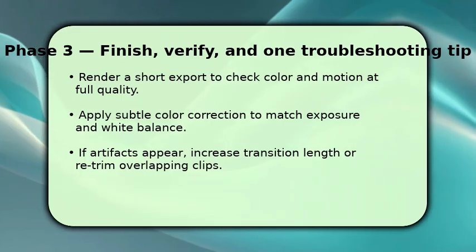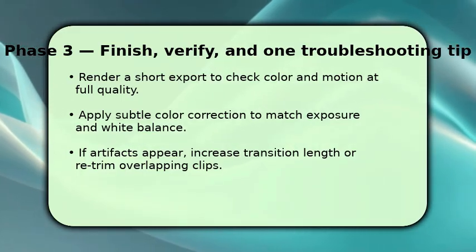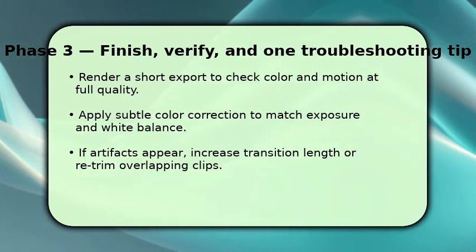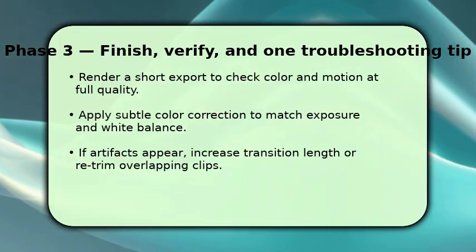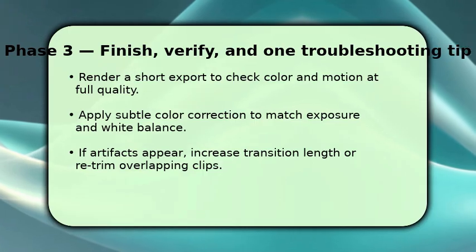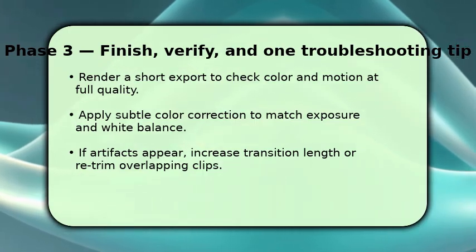sound. If you see jitter, ghosting, or hard seams, increase the transition duration or retrim overlaps. Alternatively, adjust opacity slightly or move the cut by 1 frame. This usually fixes common artifacts.